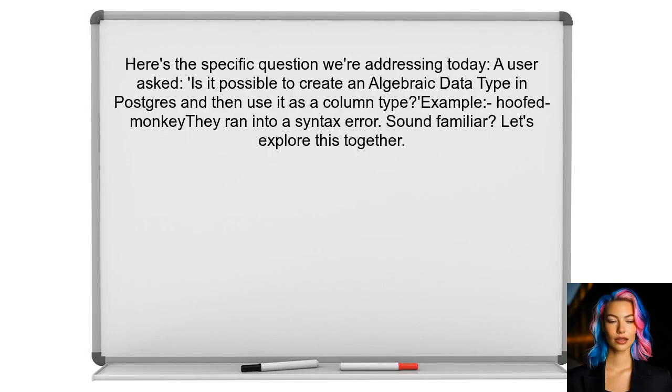Here's the specific question we're addressing today. A user asked, is it possible to create an algebraic data type in Postgres and then use it as a column type? They provided an example with types like hoofed and monkey, but ran into a syntax error. Sound familiar? Let's explore this together.